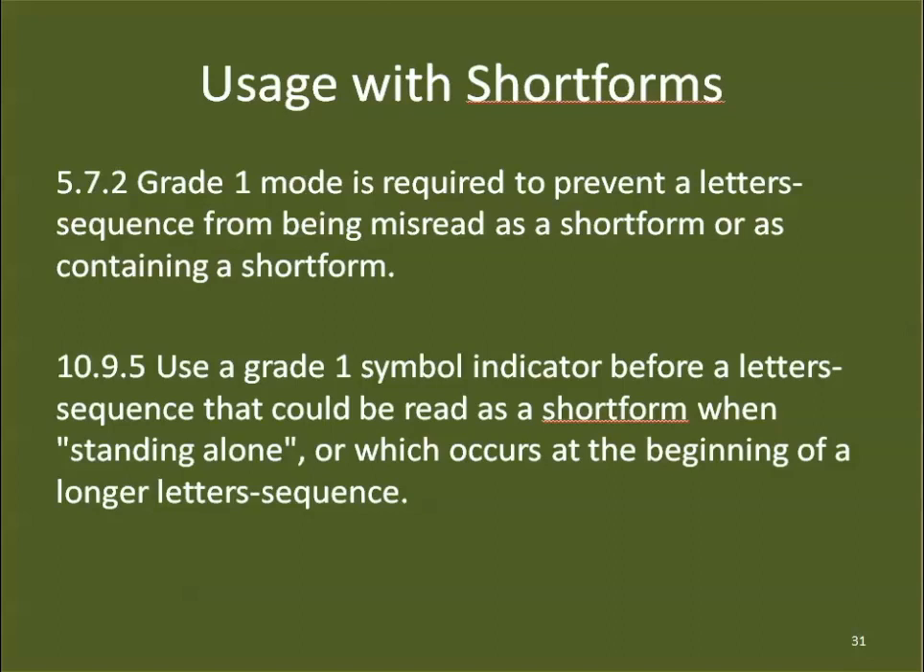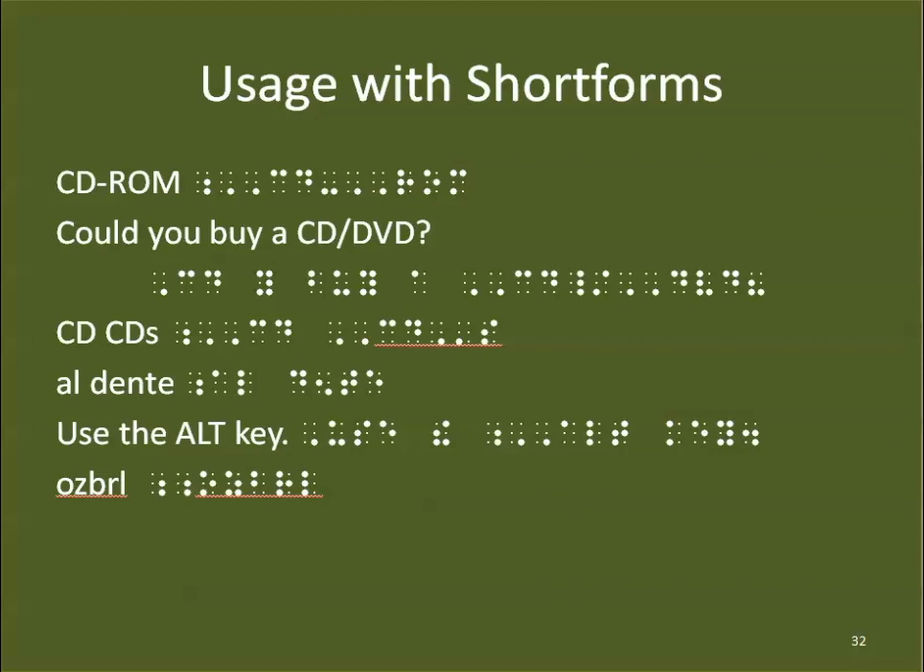Usage with short forms. Grade 1 mode is required to prevent a letter sequence from being misread as a short form or as containing a short form. We use a grade 1 symbol indicator, not a word indicator, before a letter sequence that could be read as a short form when standing alone, or if that short form occurs at the beginning of a longer letter sequence. So here are some examples to point that out.